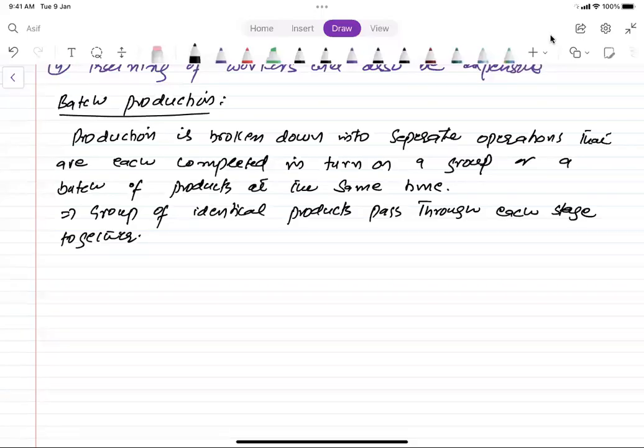Okay, next concept that we are going to study is batch production. What is batch production? Batch production is basically when production is broken down into separate operations that each are completed in turn on a group or a batch of products at the same time.